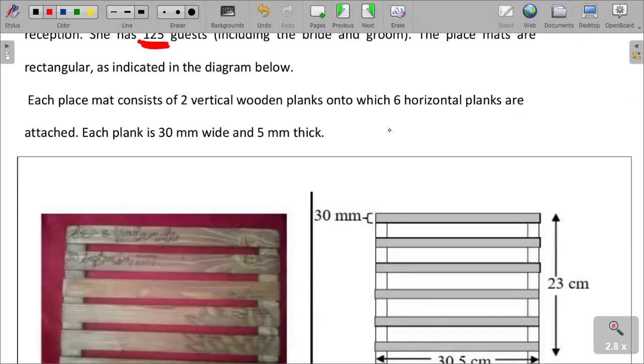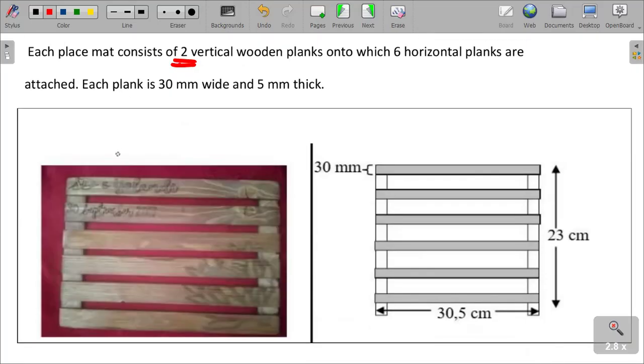The placemats are rectangular as indicated in the diagram below. We are given that the placemats are rectangular. Each placemat consists of 2 vertical wooden planks onto which 6 horizontal planks are attached. As we can see, it is made of 2 vertical planks: we have this one, and then the second vertical one.